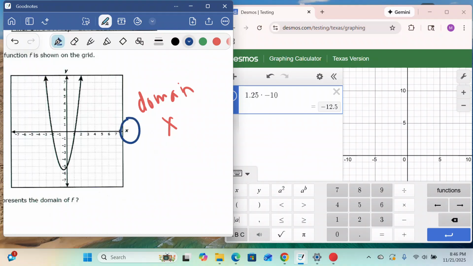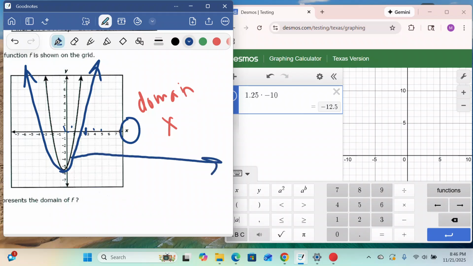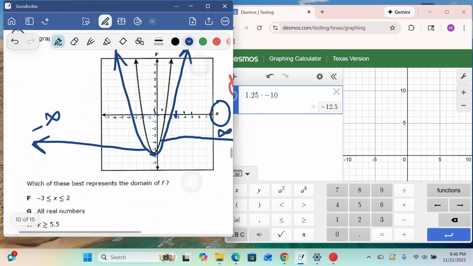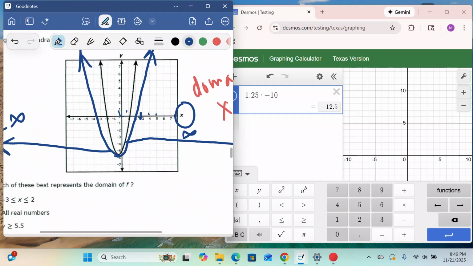If you look at my domain, it's right here, right here, right here. It keeps on going. The U shape keeps on going, and then the U shape keeps on going. So it's going to be all the numbers from there to there. It's going to keep on expanding, and this one is going to keep on expanding all the way. So this would be negative infinity to positive infinity because it goes on forever. It's usually true for all quadratics or most quadratics that the domain is always going to be all real numbers.